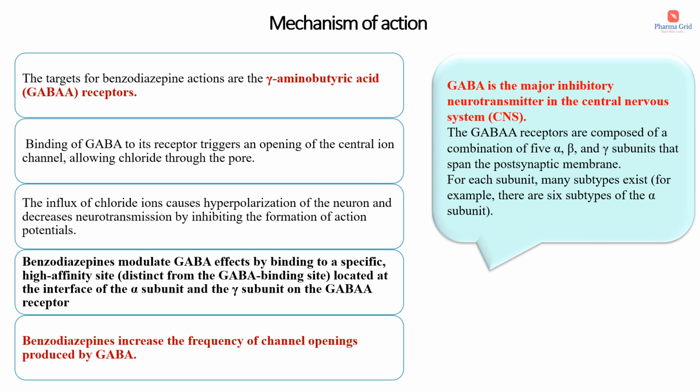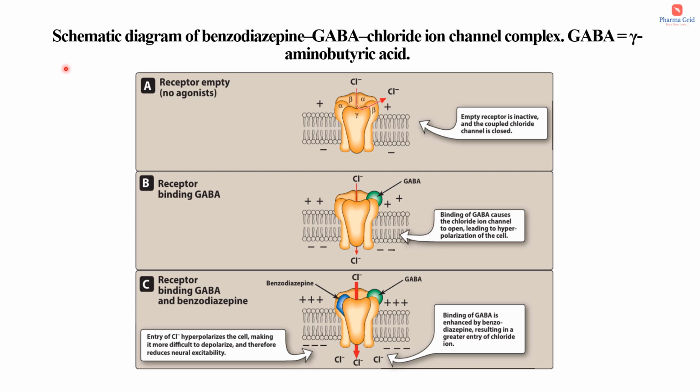So the benzodiazepines increase the frequency of channel openings produced by GABA. Also, they can act as positive allosteric modulators of GABA A receptors. So the main mechanism of benzodiazepines is that they will potentiate the effects of GABA by increasing the frequency of chloride channel opening. Here we will see a schematic diagram of the benzodiazepine GABA chloride ion channel complex. Here we are taking 3 scenarios.